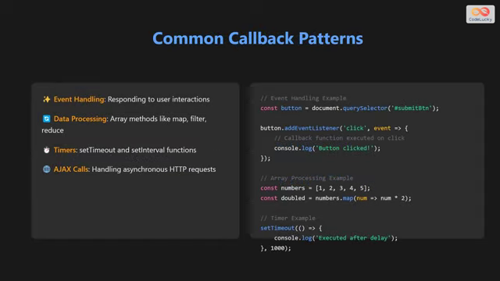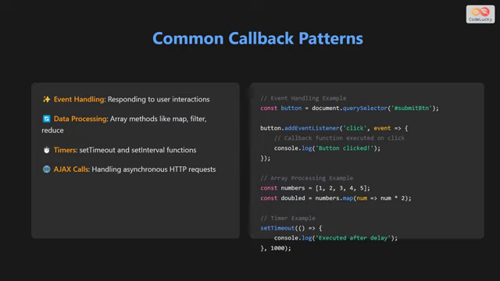Callbacks are used in various common patterns throughout JavaScript. They are often used in event handling where callbacks respond to user interactions like clicks, key presses, and form submissions. Callbacks are also used for data processing, for example, array methods like map, filter, and reduce utilize callbacks. Timers such as setTimeout and setInterval are other use cases for callbacks. Lastly, they are essential in AJAX calls for handling asynchronous HTTP requests.